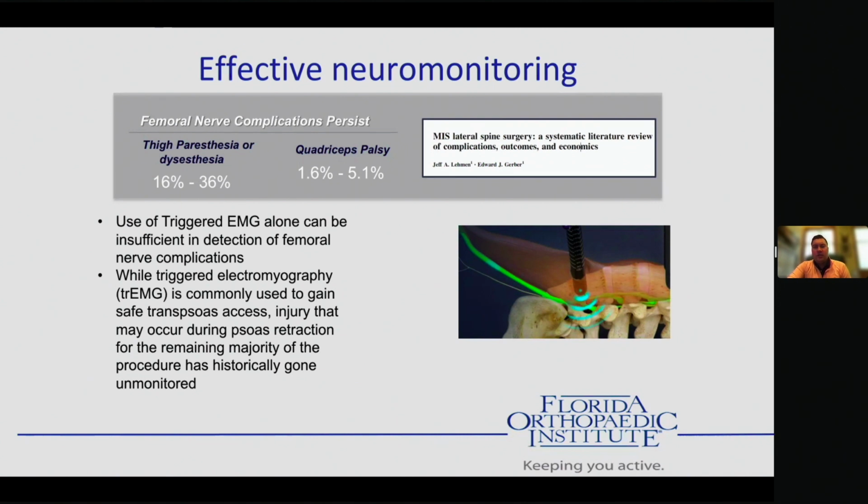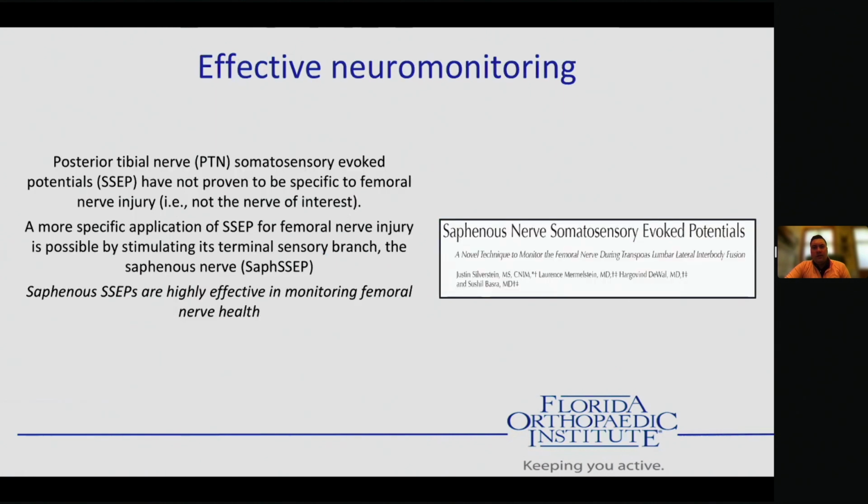The use of triggered EMG is helpful in determining where we're docking and where the nerves lie, but it only tells half the story. So we know that the use of SSEPs is very important, especially with the retraction and indirect compression on these nerves. So we've learned over the years that the saphenous nerve is the most sensitive nerve to monitor, especially at the L4-5 level when we're looking at the lumbar plexus anatomy. And this is highly effective due to it being the terminal branch of the femoral nerve.